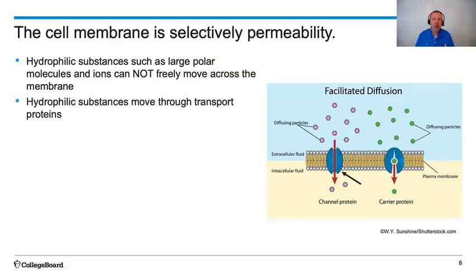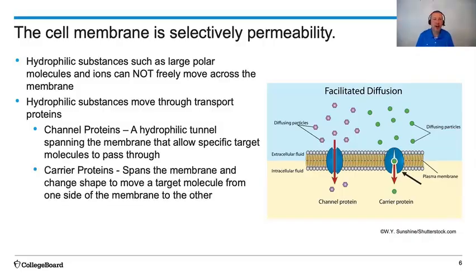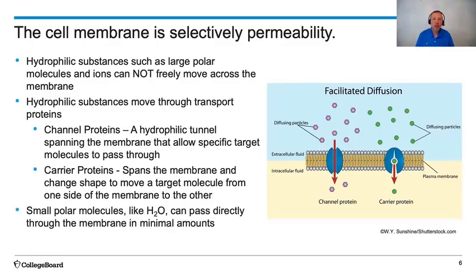There are two types of transport proteins. First one, a channel protein, which is a hydrophilic tunnel spanning the membrane that allows specific target molecules to pass through. The second one is a carrier protein, which spans the membrane as well and changes shape to move a target molecule from one side of the membrane to the other. Small polar molecules, like water, can pass directly through the membrane in minimal amounts, but it's really, really small.